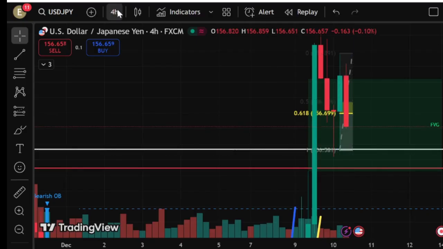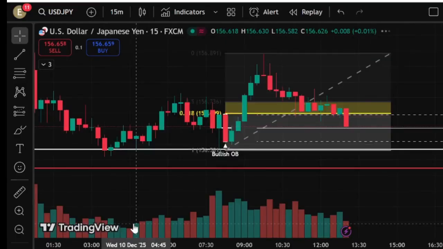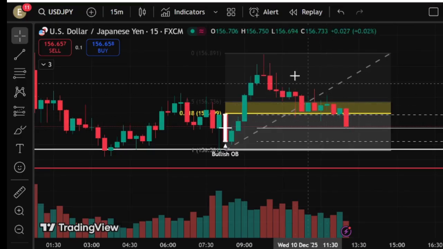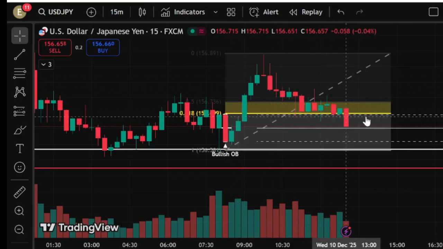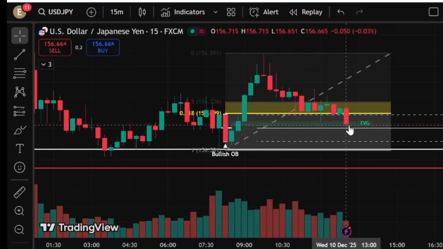So let's go back to the 15 minutes so you can see for yourself. On the 15 minutes, once the fair value gap is cleared, there's a possible chance it can go back. So this is how to use it. Then where do you target as your take profit? Your take profit should be, you measure from here to here, and from the point you're entering, you measure it and put it there.